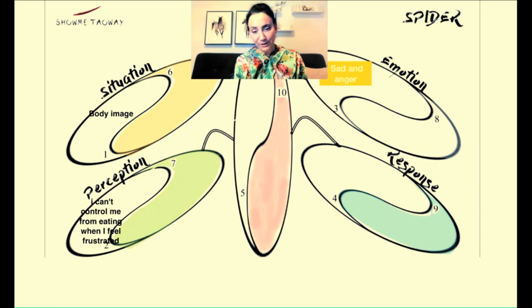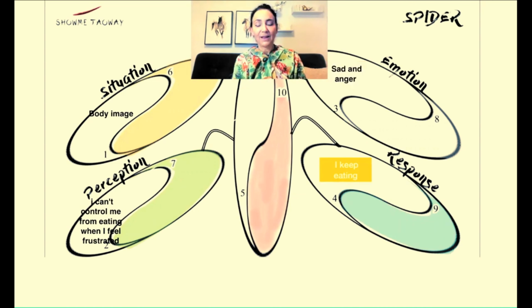I'm moving on. Feel free to pause. And when we feel what we felt in number 3, what do I do? That's the question. When I feel sad, when I feel frustrated, when I feel angry, what do I do? All right. So I wrote, I keep eating. Feel free to write whatever comes up for you when you feel what you wrote in number 3. That was just for the example. Again, I am moving on.